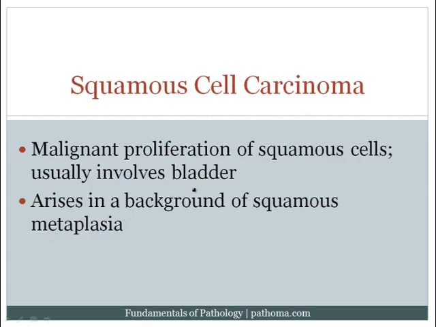The second type of tumor that can arise from the lower urinary tract is squamous cell carcinoma. Of course, this is a malignant proliferation of squamous cells, and it usually involves the bladder. Now remember that the lower urinary tract does not normally have any squamous epithelium, and therefore, in order to form a squamous cell carcinoma, you must first develop squamous metaplasia. Of course, that metaplasia would eventually become dysplasia, and the dysplasia would eventually become squamous cell carcinoma.